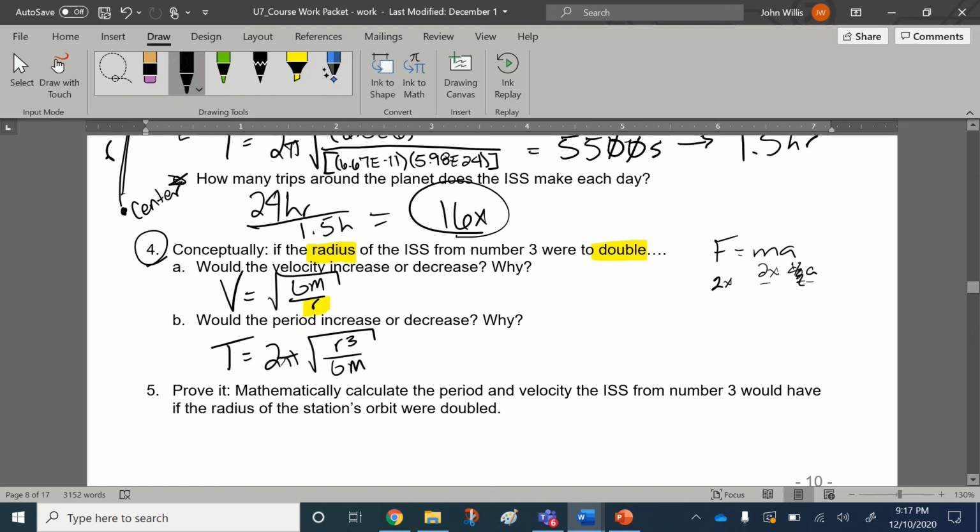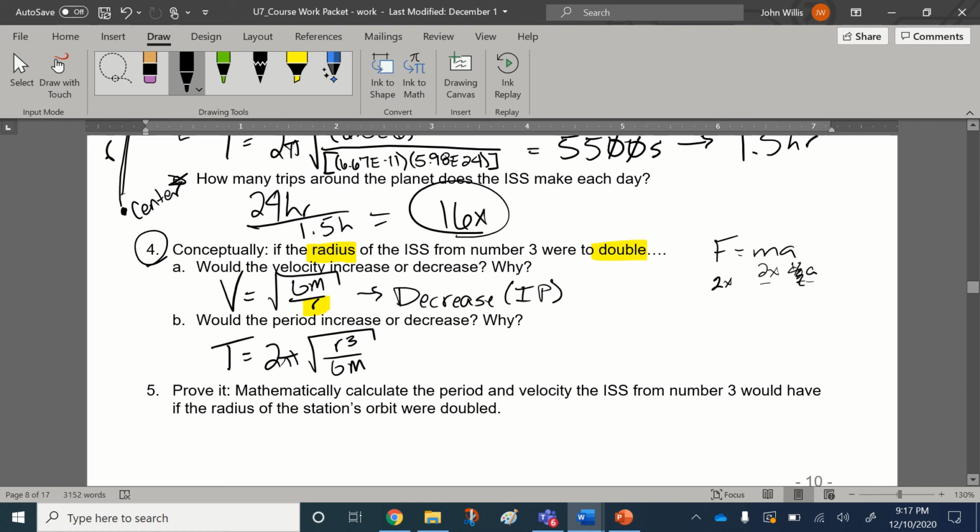For velocity, since radius is in the denominator, and I want to know how velocity changes if my denominator gets larger, it's always going to decrease. This is an example of an inversely proportional relationship. Inversely proportional meaning the larger that denominator is, the smaller the velocity is going to wind up getting. It doesn't matter what numbers you plug in there.